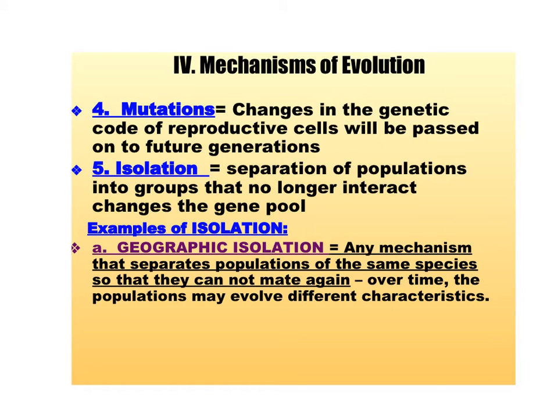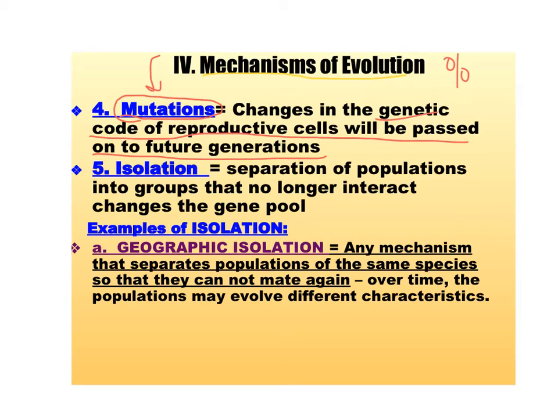All right, some more mechanisms of evolution that can affect or change the frequency or percentage of alleles in populations. Well, one of them, the main source of any changes in DNA, is mutations. Changes in the genetic code of reproductive cells will be passed on to future generations. So random mutations happen when DNA is making a copy of itself. It makes a mistake, which leads to different genes and different alleles.